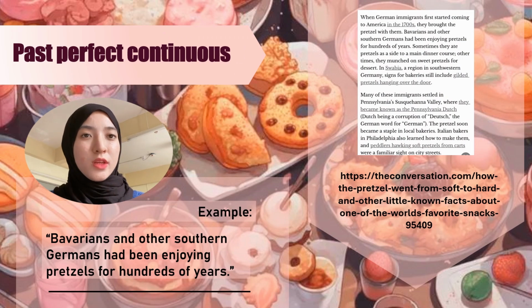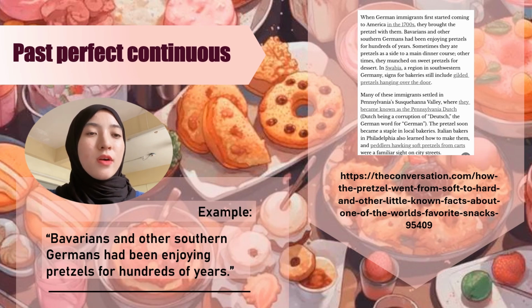Let's continue with the past perfect continuous tense. It's mainly used for an ongoing action in the past. The ongoing action is either completed or interrupted. The form of this tense is very simple. It must have had been plus verb plus ing in the sentence. Let's see the example for these tenses.